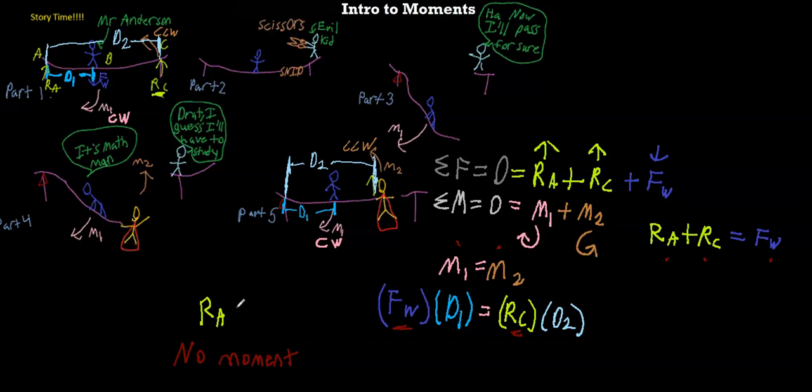And the answer is, well, the moment is the distance from the pin. It doesn't matter how big RA is, the distance is always 0. So RA could be 11 billion, and 11 billion times 0 is, well, a moment of 0. Therefore, there is no moment at the pin.